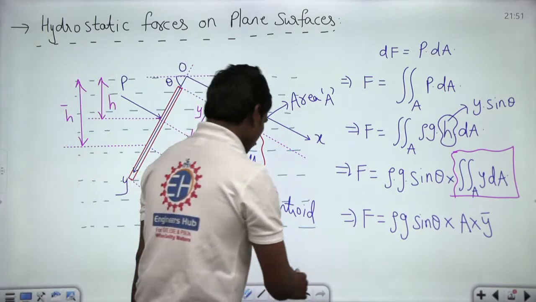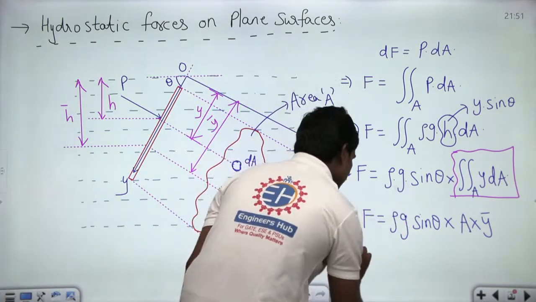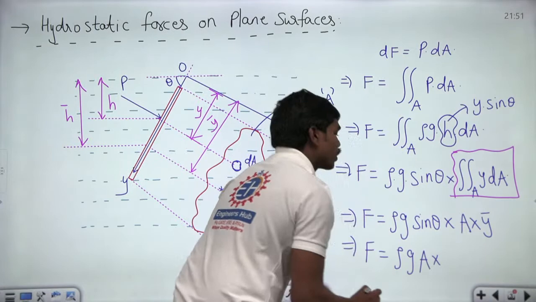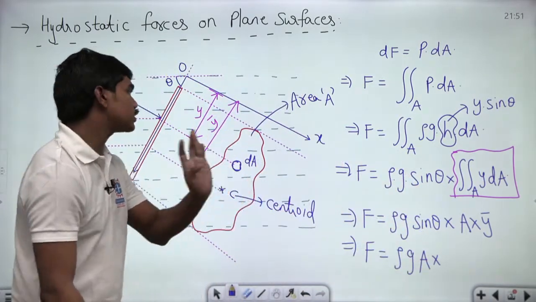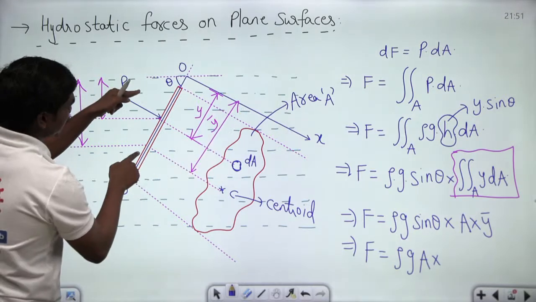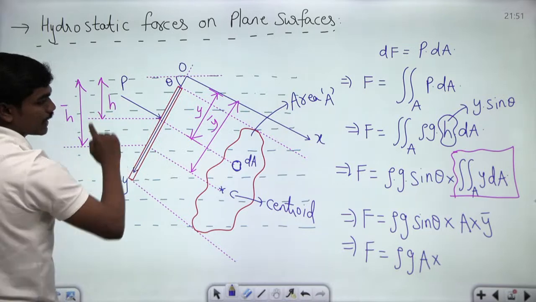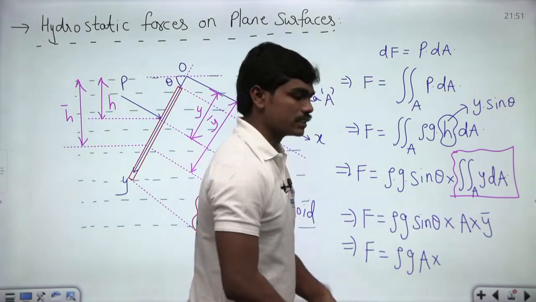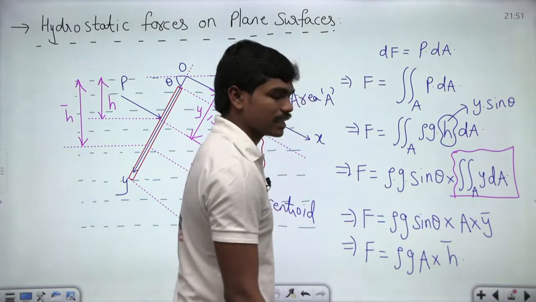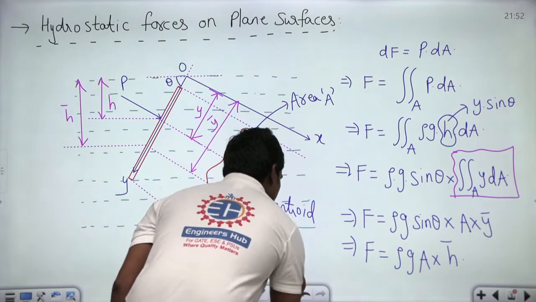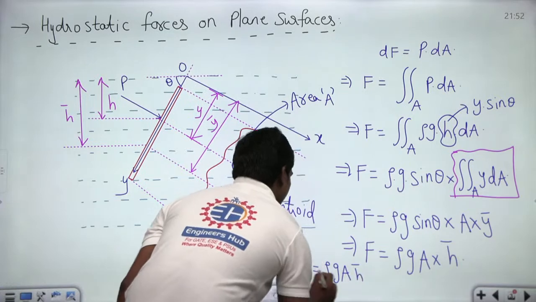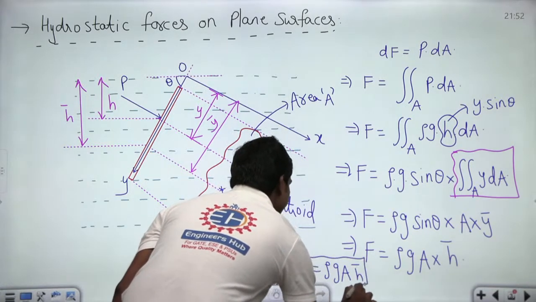Now, see carefully. If this is the case, I can write F is equal to rho g A into y bar into sin theta, correct? So, what is this y bar into sin theta? In this triangle, this is h bar and this value is y bar, and this is theta. So, sin theta into y bar is nothing but h bar, this distance. Which means the total force acting on this plane lamina is rho g A h bar. Fine. This is rho g A h bar.